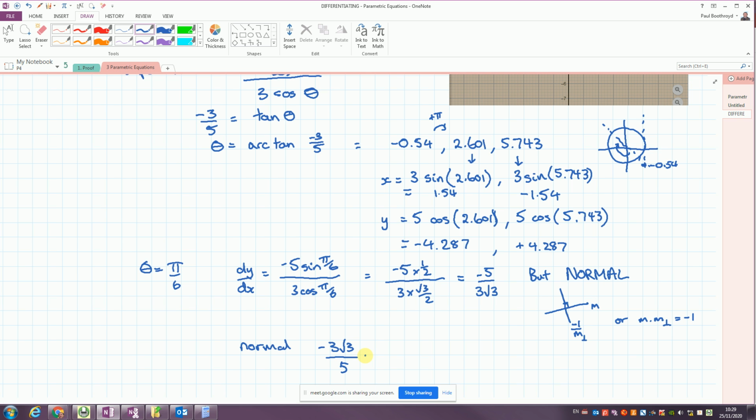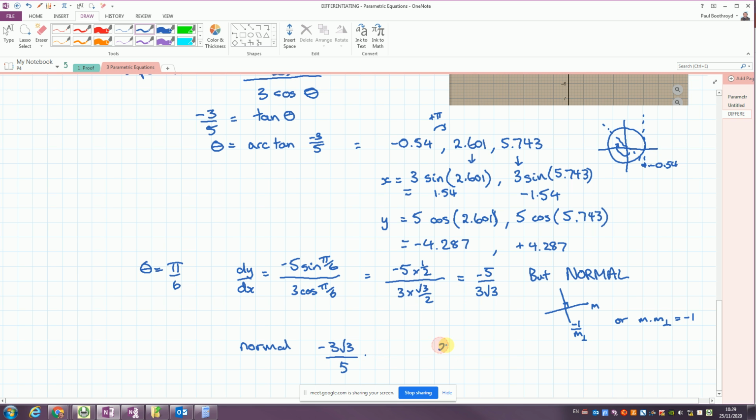What else were they asking for in there then? They're asking for something else. Oh, they want to find the coordinates as well. So now we've got our gradient, put the values in. Let's see, actually find the equation, they say. Oh, they said find the equation. So you've got your gradient, which is the normal.